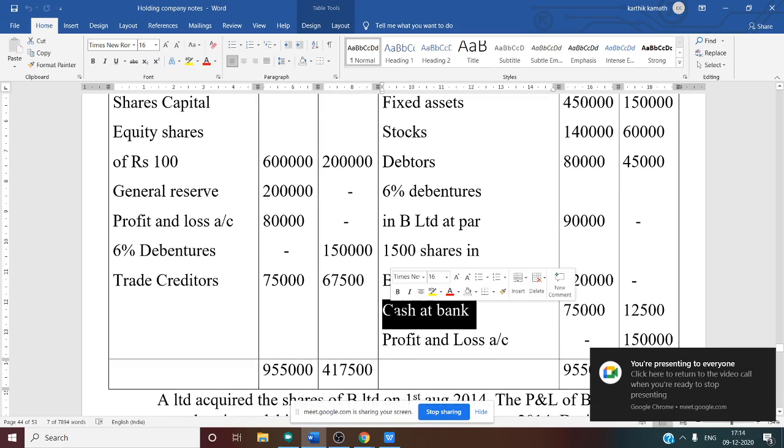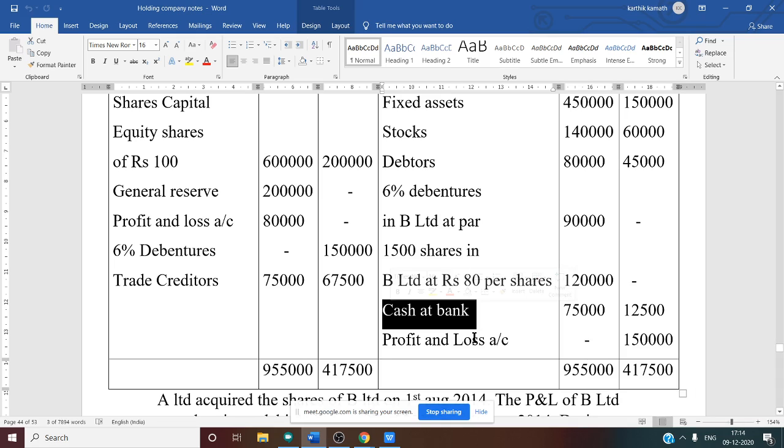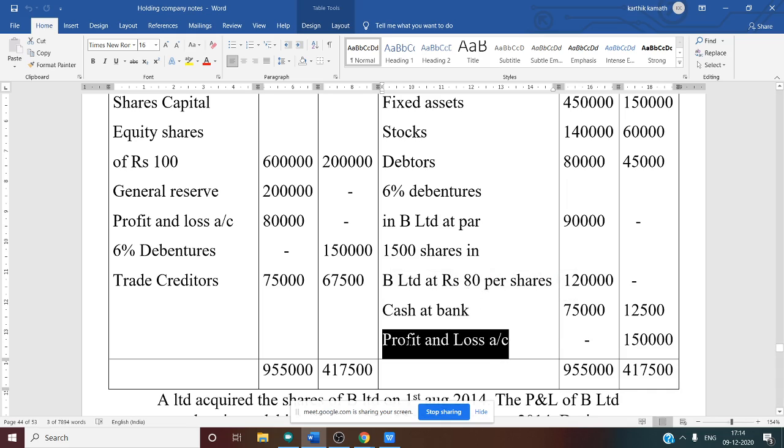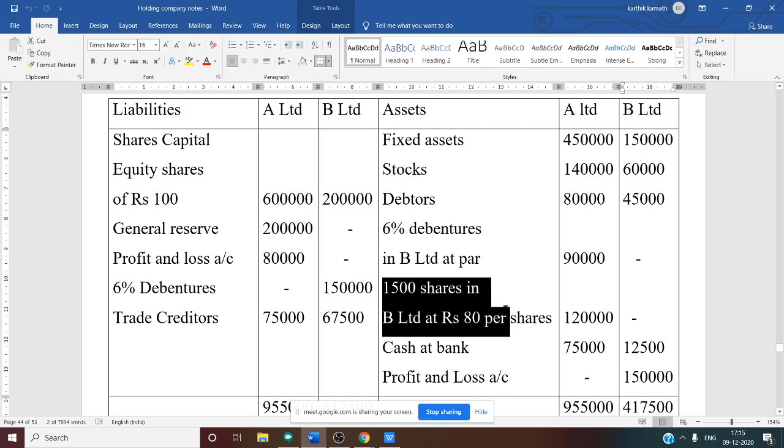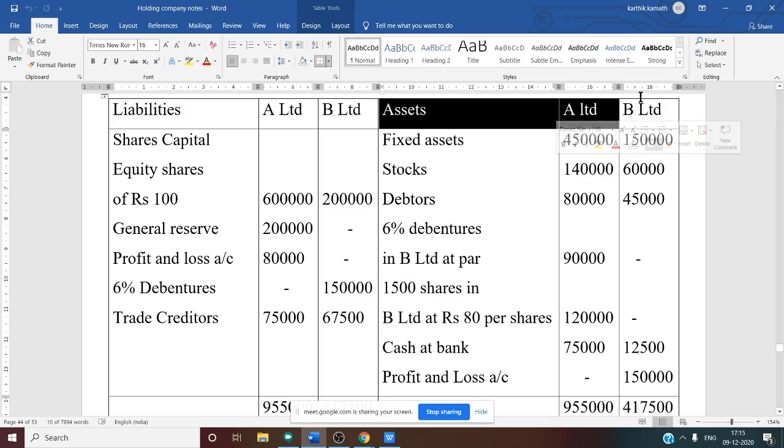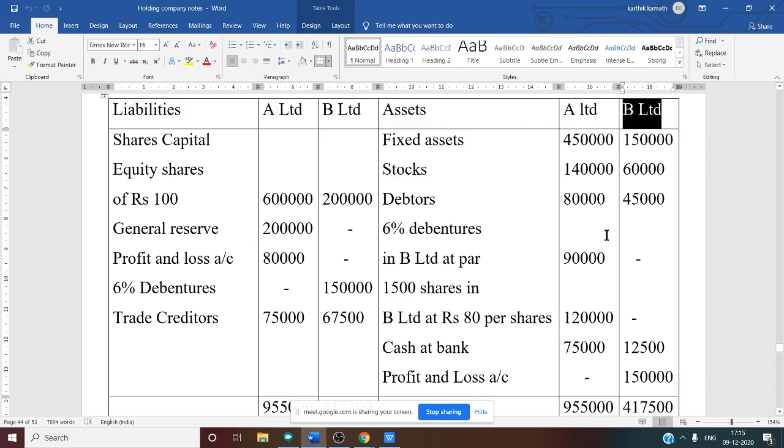Then cash at bank is given. That is, both the sides, A and B company value, is given. Then profit and loss account debit balance is there. In this problem, the debit balance of profit and loss account is that of subsidiary company B Limited. So how to find out whether B is a subsidiary company or holding company? You can see here the investment made by the holding company is more than 50% of the share capital in the subsidiary company, which means A becomes the holding company. Of course, the other company will become the subsidiary company.